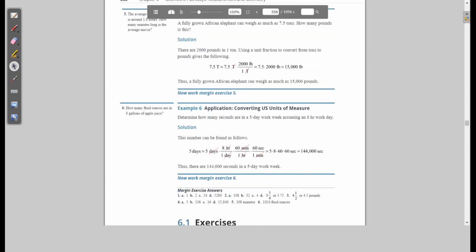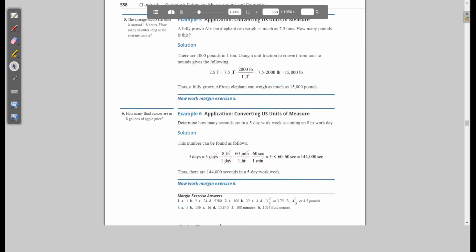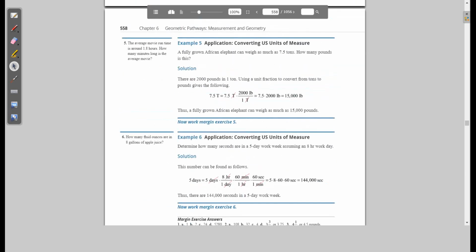All right, example 5 and example 6, they finish off this section, and we're just going to snip them totally because it's not much work involved here. Actually, let's not. It looks like there's some substance here, so let's actually do this ourselves. Okay, so we have example 5. A fully grown African elephant can weigh as much as 7.5 tons. How many pounds is this?